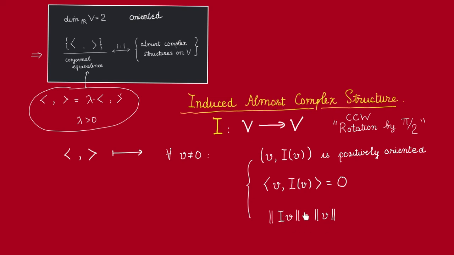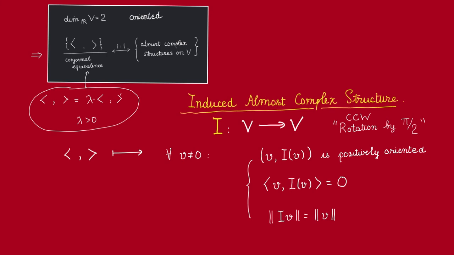And from this condition, we immediately have that I is compatible with the scalar product. We can also see immediately that two conformally equivalent scalar products must induce the same almost complex structure. Conversely, any almost complex structure on V arises this way, so we have this bijection in the case when V is of dimension 2. Now, how about the case when V is a Euclidean vector space of arbitrary dimension?